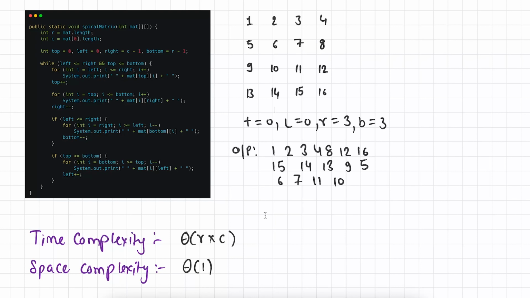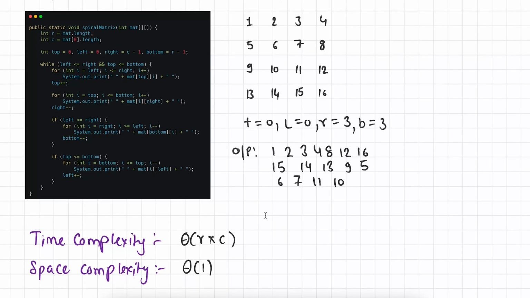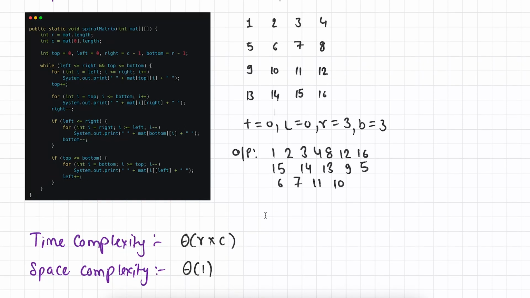Okay. And what about the space complexity? We are not using any extra space. So the space complexity comes out to be theta of 1. This means constant space. So overall, this approach took theta of R into C time and theta of 1 constant space to print elements of the matrix in spiral order. And we have to say this algorithm does pretty good job so far.